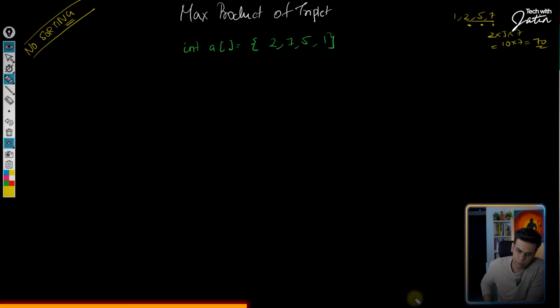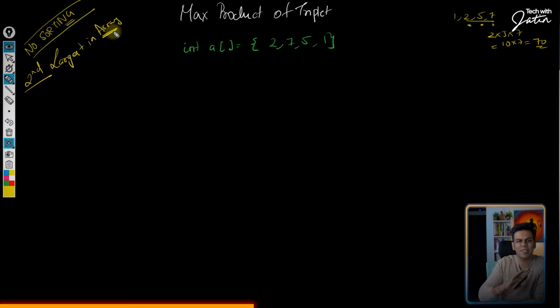Now, how do I proceed with this program, and we don't need to do the sorting? The foundation of this program's logic is the same as that of finding the second largest number in your array. So if you know how to find the second largest number in an array, you will be able to build the logic. It's the exact same logic.